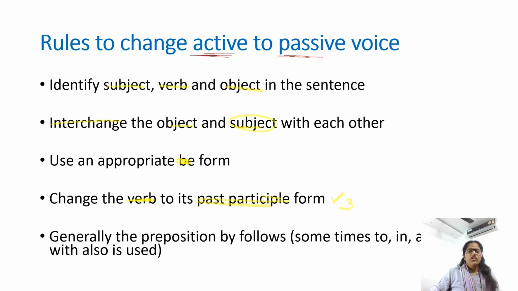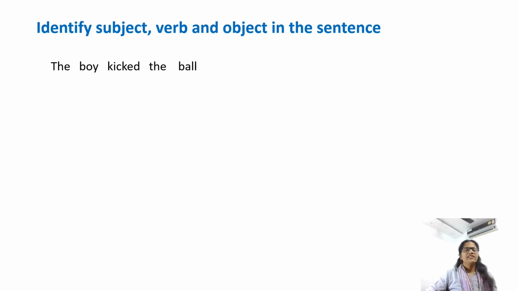Next, generally the preposition by is used in passive form. Sometimes we have to use to, in, at and with. These are the 5 rules you need to keep in your mind to change active sentence to its passive form. And when you follow these rules strictly, you never make a mistake to change active to passive form. Let us discuss each rule in detail.